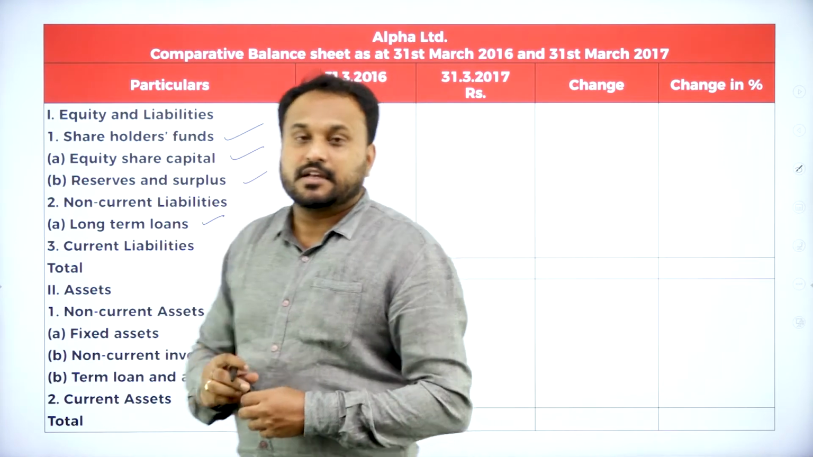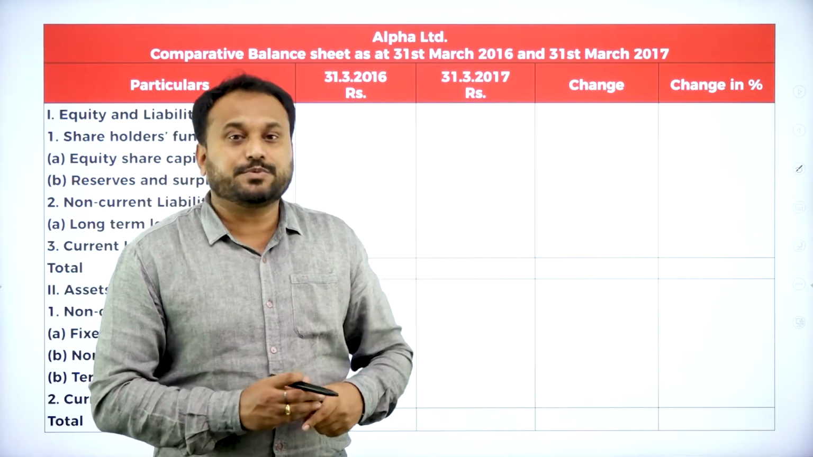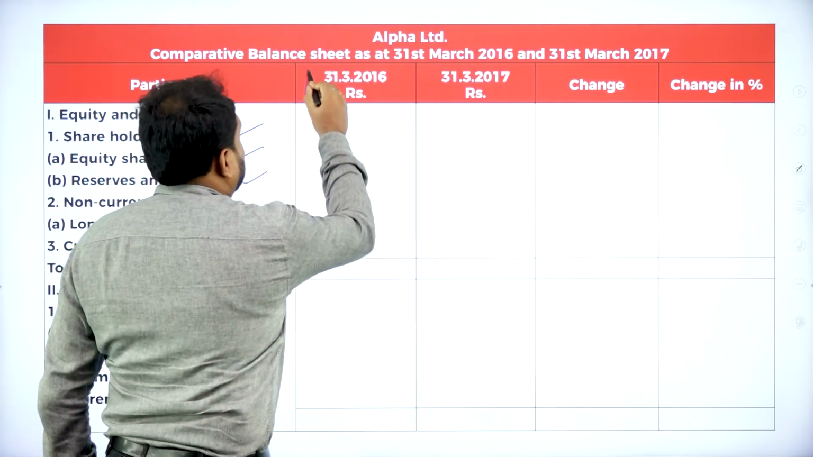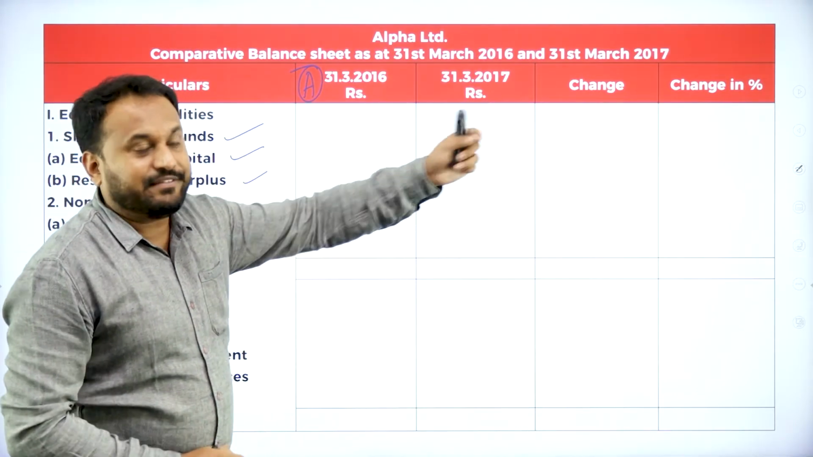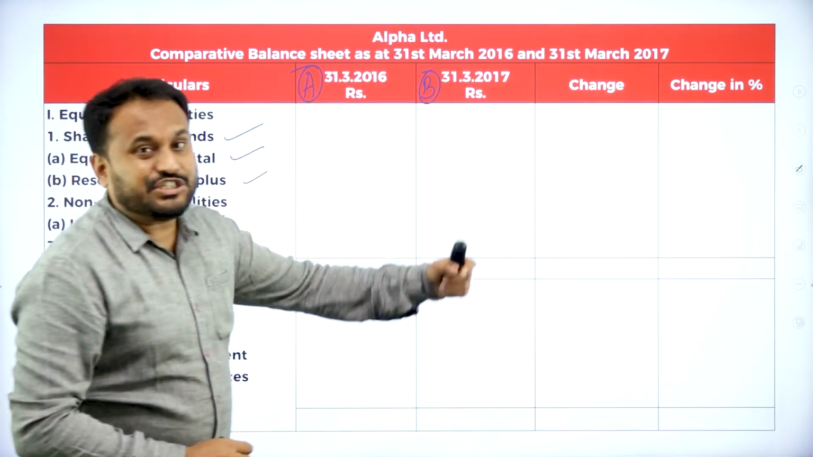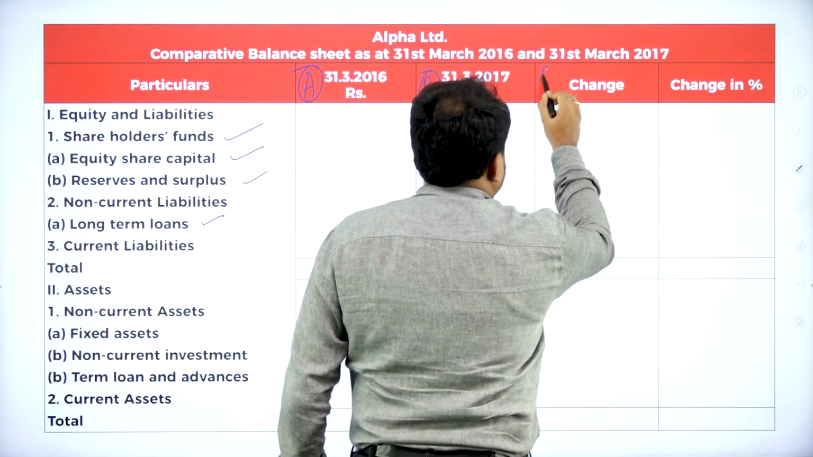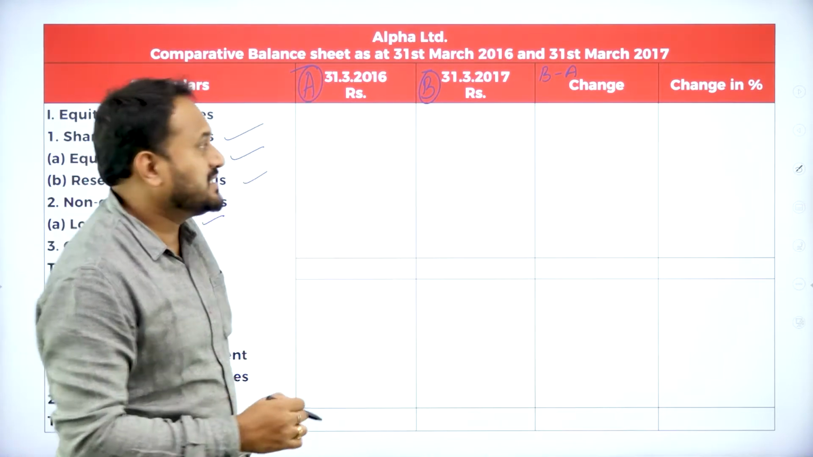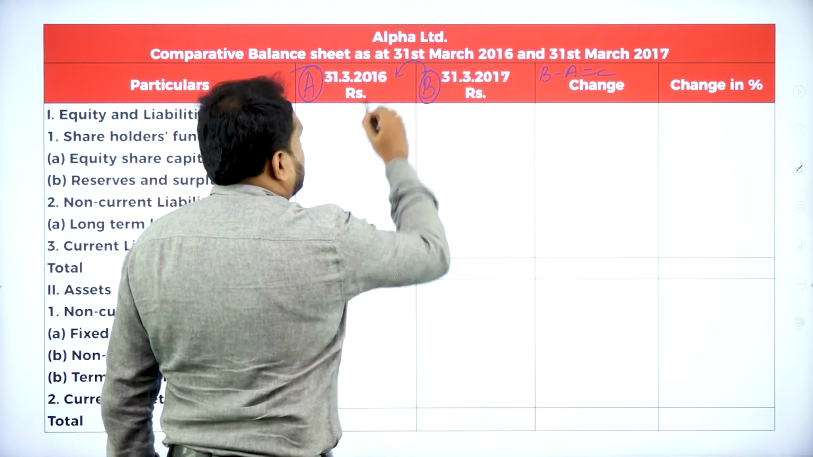Done with the particulars. Now the question says 2016, 2017. So which one will come in the first column? 2016. Denote this as A. Fresh 2017, so denote this as B. Done. Now the change. How will you go with that? That is B minus A. That is your C. That is what the change is equal to C. So B minus A. Later we will do it.